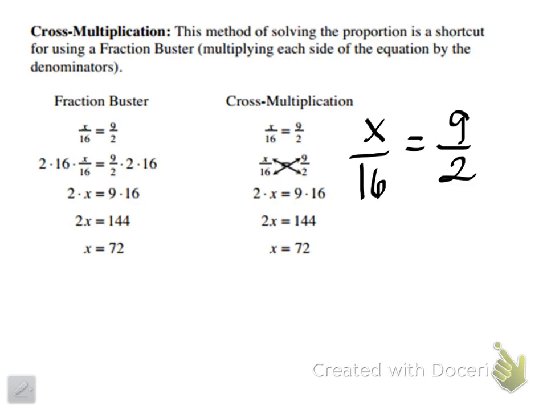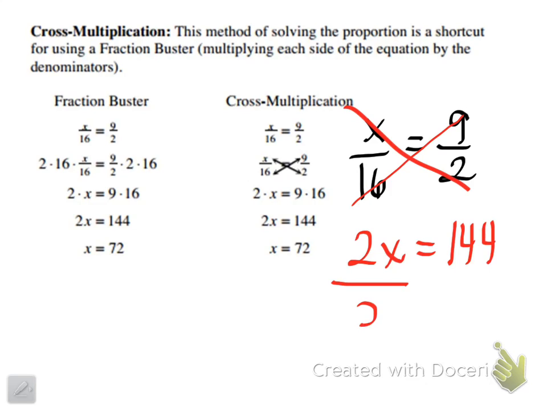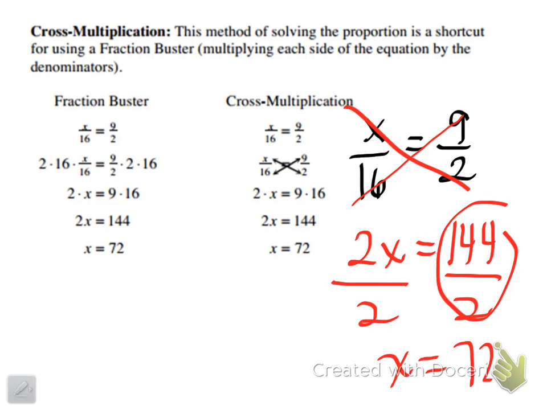And we are just going to cross multiply. So we're going to multiply across, big X. X times 2 is 2x. 16 times 9 is 144. Now we're left with a one-step equation. Ultimately, we're trying to find x, so we divide through by the coefficient in front of x, which is 2. We just did the division problem before. We know that 144 divided by 2 is 72. We get the exact same answer.